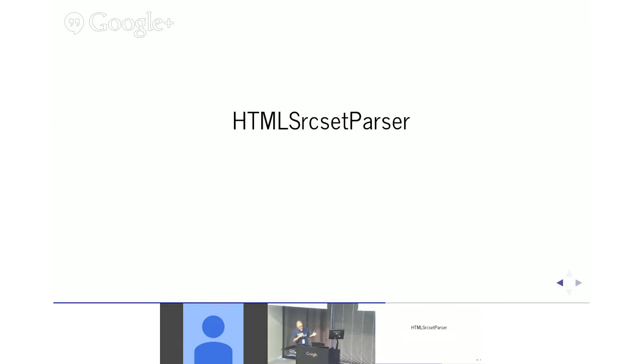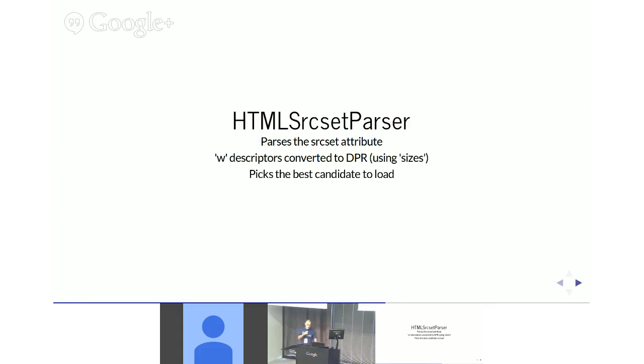And one of the earliest additions was the HTMLSrcsetParser. That's a pretty simple standalone parser for the srcset syntax. It's used from the HTML image element and the preload scanner. And basically it parses the srcset attribute, converts the W descriptors to DPR, and then picks the best candidate.